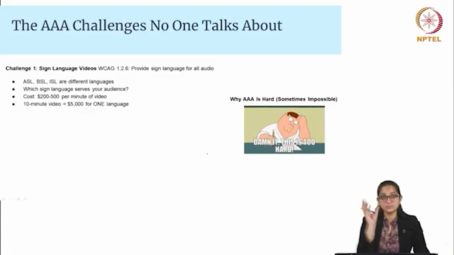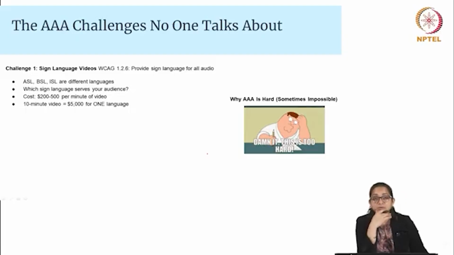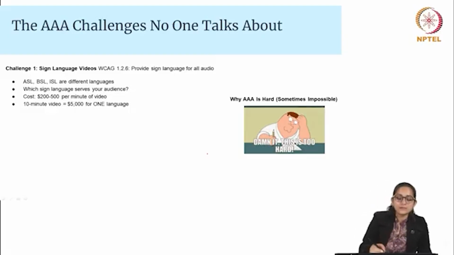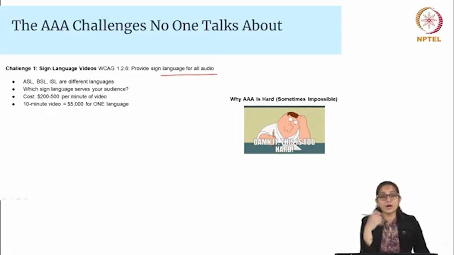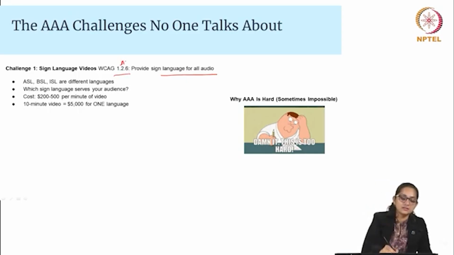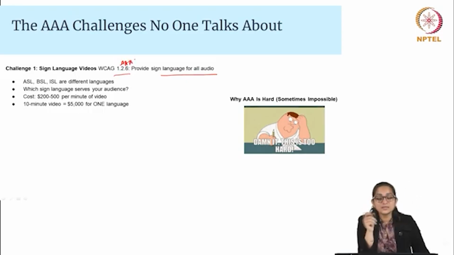One of the major challenges may be sign language videos. For every audio or every video, there has to be a sign language interpreter allocated. For example, it requires 1.2.6, which is a triple A level criterion. It asks you to provide sign language for all audio.